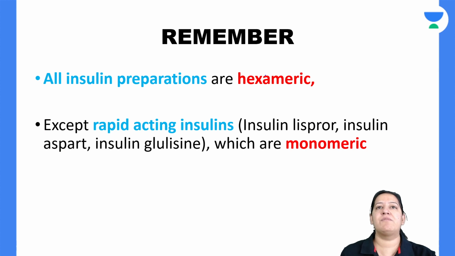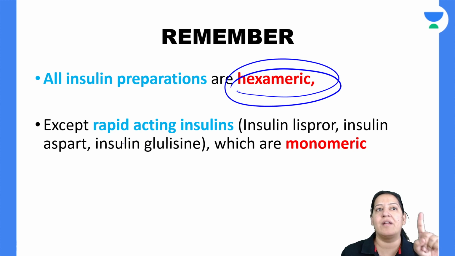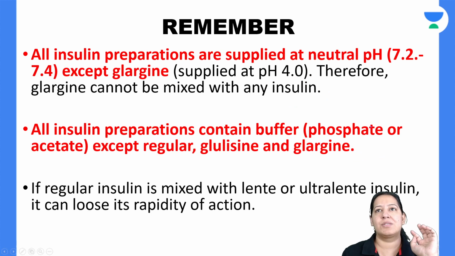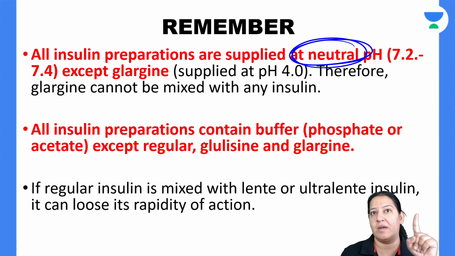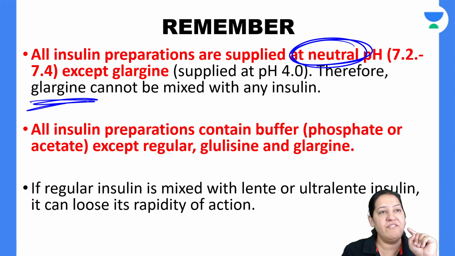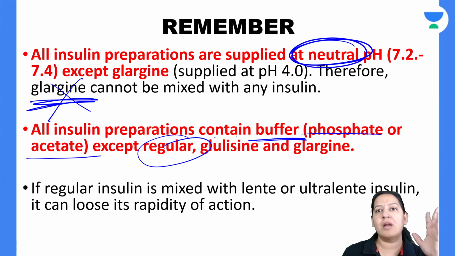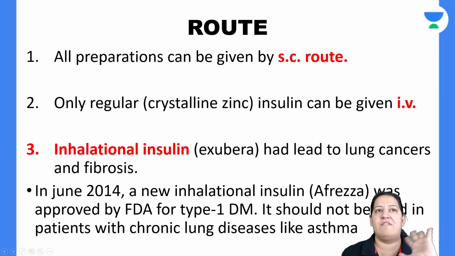All insulin preparations will form hexamers. Only one rapid acting insulin forms monomers, rest all form hexamers, right? All insulin preparations are neutral pH except one, glargine, which is acidic and cannot be combined with others. All other insulin are neutral pH. Please learn, all insulin preparations contain buffer. Name the buffer, it is phosphate or acetate, except regular, glulisine and glargine, which do not have any buffer.